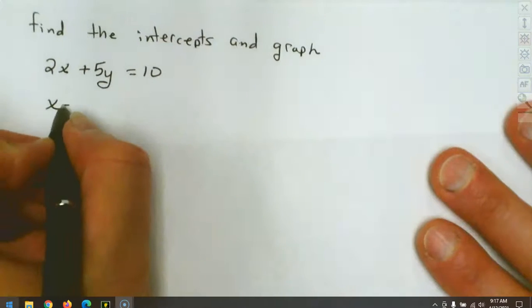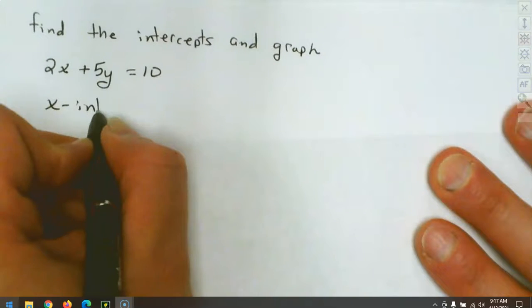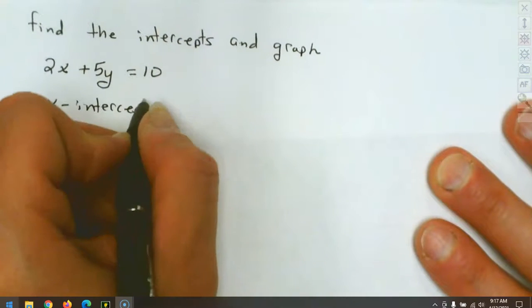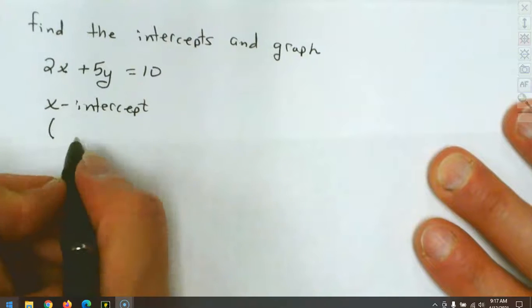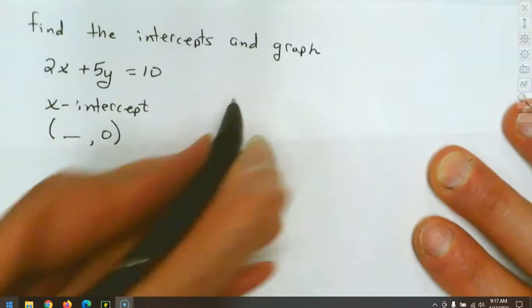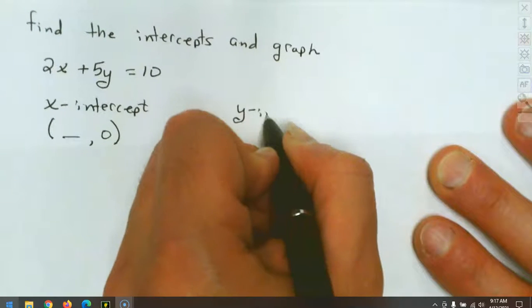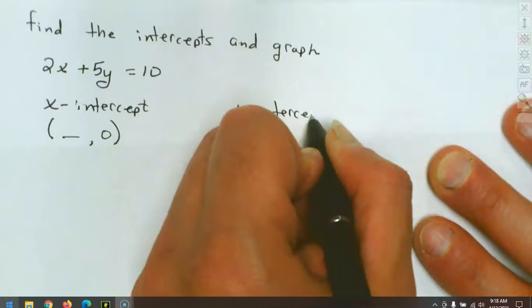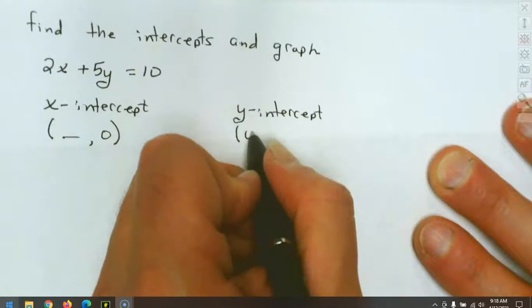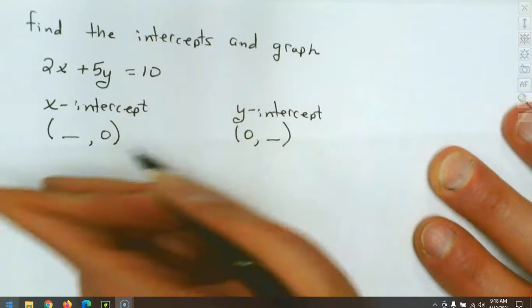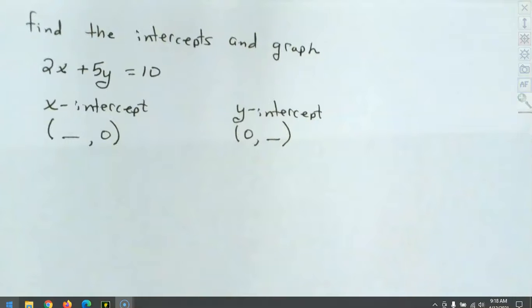So those have our zeros. So the x-intercept would be blank, comma, 0. And our y-intercept would be 0, comma, blank, right? Those are your x and your y-intercepts. They're separate. Do not put them together. So we need to find both of them, plot those points, connect them together to make our graph.